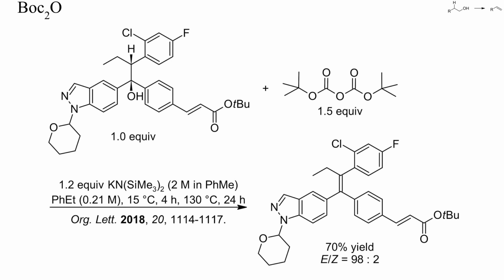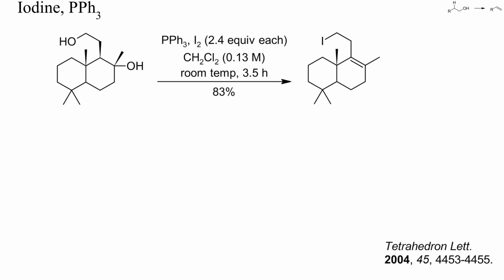Tertiary alcohols do not react readily with acylating or carboxylating reagents, and a strong base was required to bring about stoichiometric deprotonation of the alcohol. The mixed tert-butyl carbonate was formed at 15 degrees Celsius, and heating to 130 degrees Celsius for 24 hours then yielded the target alkene. Mixtures of triphenylphosphine with halogens convert most alcohols into alkyl halides under mild conditions.